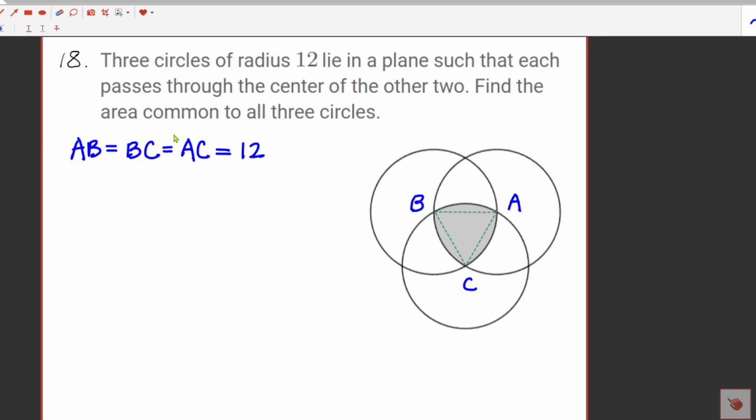So each circular segment has an area equal to the difference between the area of a 60 degree sector of the circle and the area of triangle ABC. Therefore, we have the area of the shaded region equals the area of triangle ABC plus 3 times the area of circular segment AB.